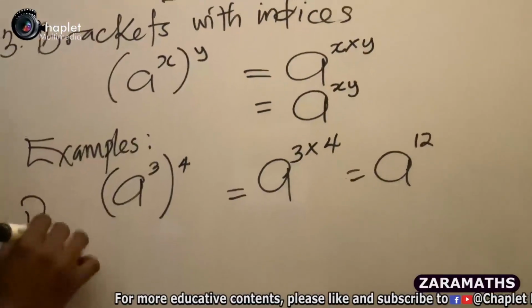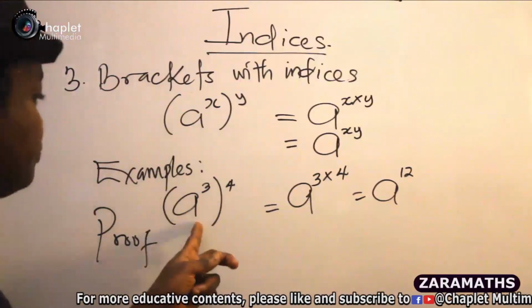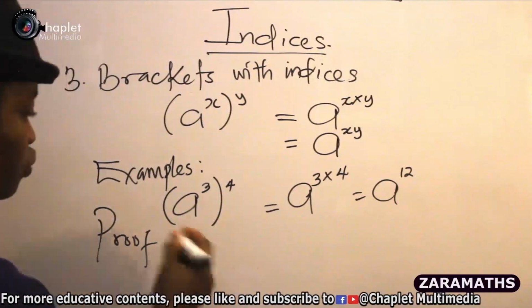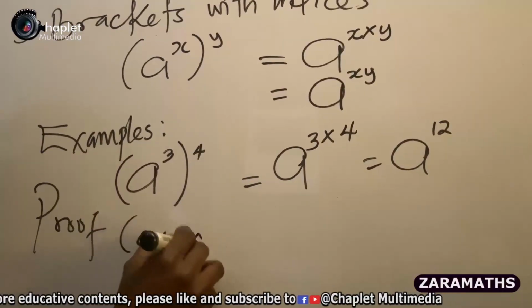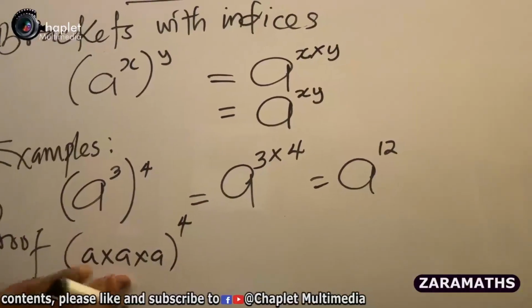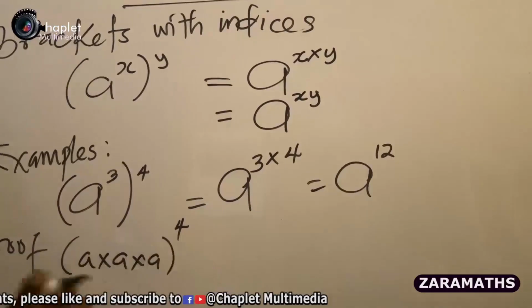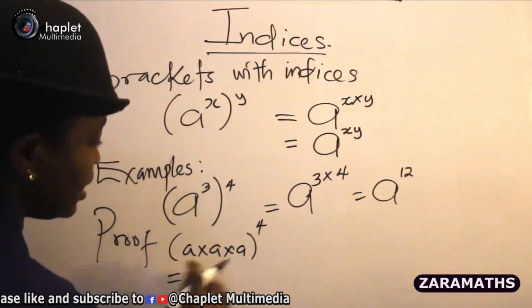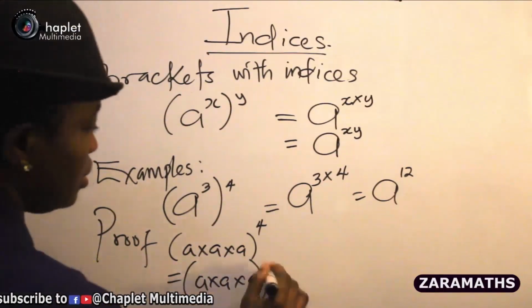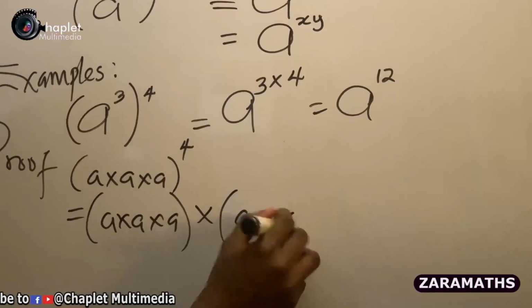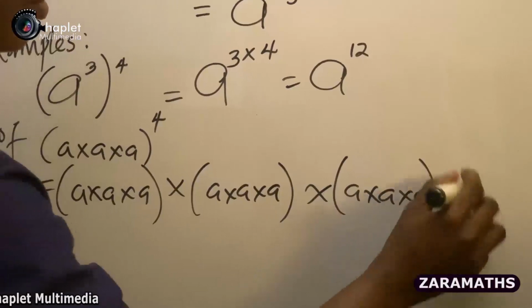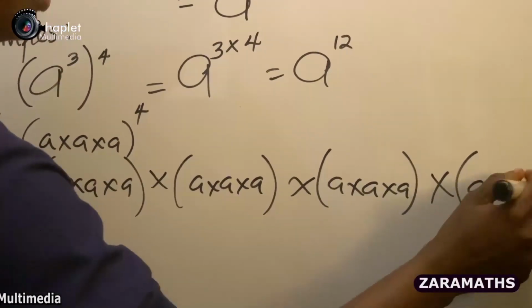Now, let's prove this. If you have a raised to the power of 3, it's just like saying a in 3 places like we've known before. A in 3 places, raised to the power of 4. This is the same thing as this. So now looking at this, all of this raised to the power of 4 is just like saying a times a times a, 1, a times a times a, 2, a times a times a, 3, a times a times a, 4.